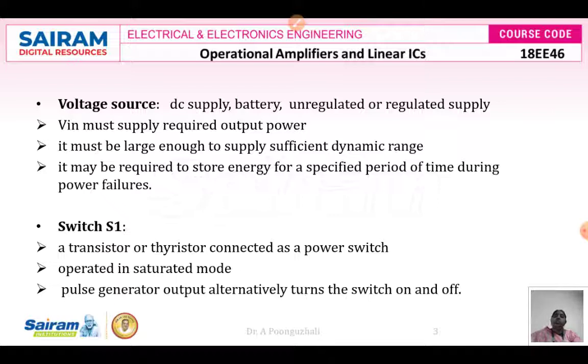For the voltage source, we can use either a DC supply, a battery, or an unregulated or regulated power supply. The condition is that to get an output power, I need to give the input voltage, so V in must supply the required output power. Next, the input voltage should be able to provide a very large voltage range, that means it should supply a sufficient dynamic range of voltages to the circuit.